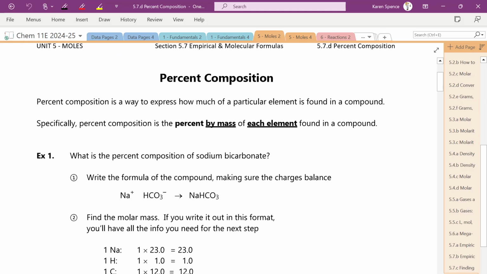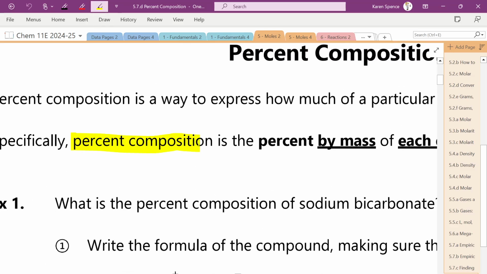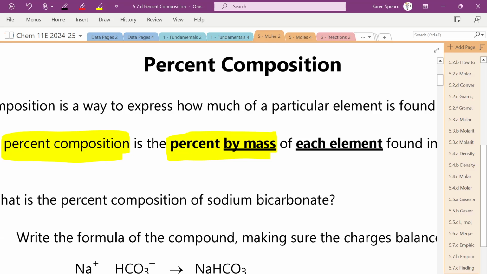All right, percent composition is a way to express how much of a particular element is found in a compound. Specifically, percent composition, we're not just looking at any old percent. We're not looking at percent by moles or percent by volume. We're looking at percent by mass. If you're asked for the percent composition, it literally means the percent mass of each element. So I want you to tell me what percent of the mass is oxygen, what percent is carbon, what percent is hydrogen, whatever's in the compound. Okay?